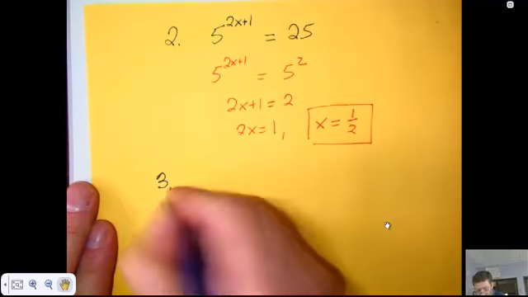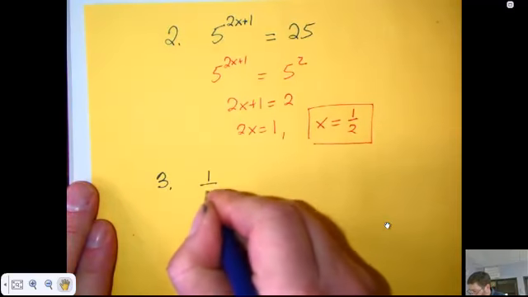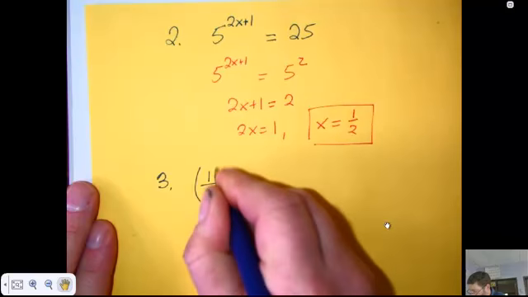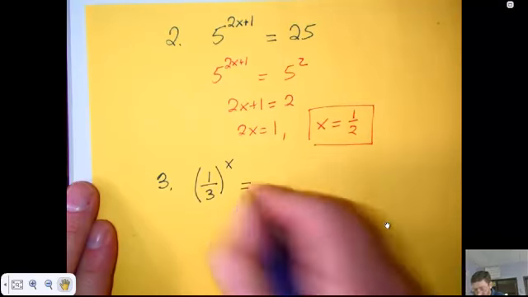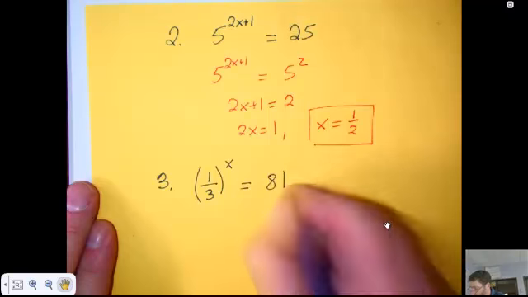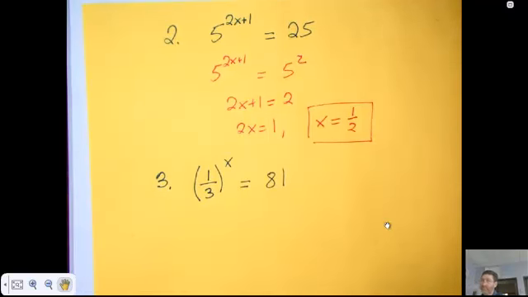Okay, this one looks a little different, but it's about the same. I have (1/3) to the x equals 81. So what base can I write this with, so both have the same base? I'm thinking 81 in base 3, because 3 to the 4th. So I'm going to write both of these as base 3.